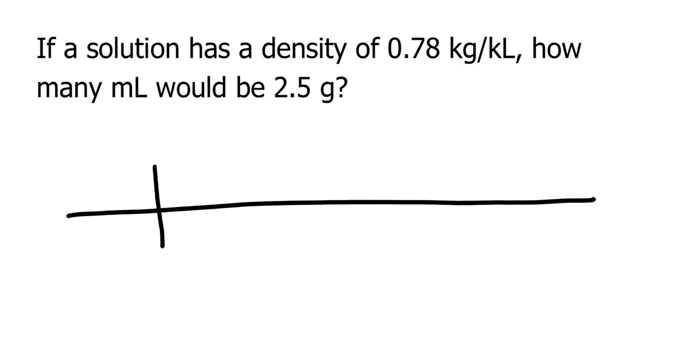We have two numbers given. And if you pay attention, this one actually has two numbers. It has the 0.78, but there's an implied 0.78 kilograms per 1 kiloliter. Okay, so which number do we put in the first box over here? Well, we put the 2.5 grams.